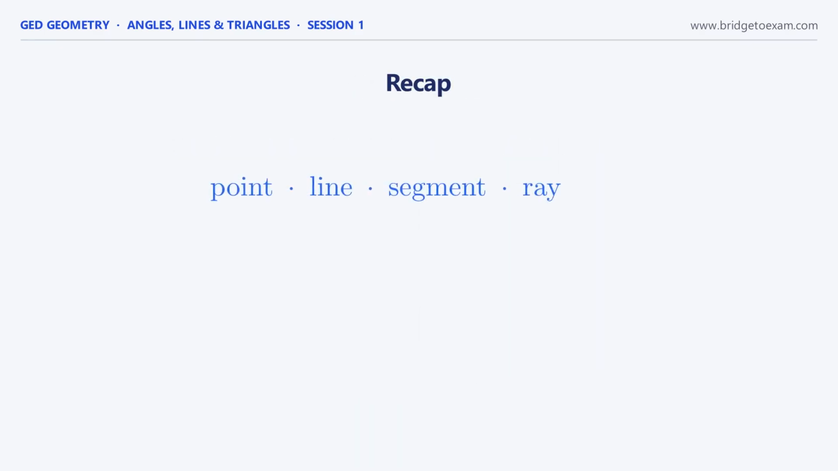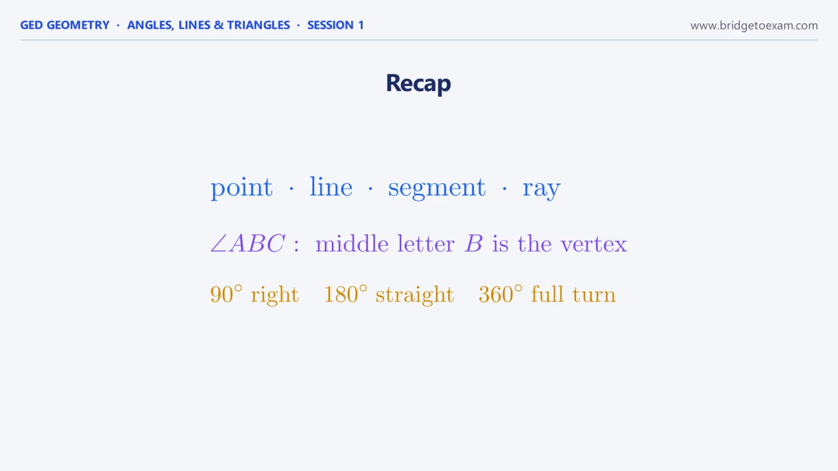Let's recap what we learned today. A point is a single location. A line runs forever in both directions. A segment has two endpoints, and a ray has just one. An angle is two rays meeting at a shared vertex. And remember, the middle letter always names that vertex. And keep your three benchmark angles handy. 90 degrees for a right angle, 180 for a straight line, and 360 for a full turn.